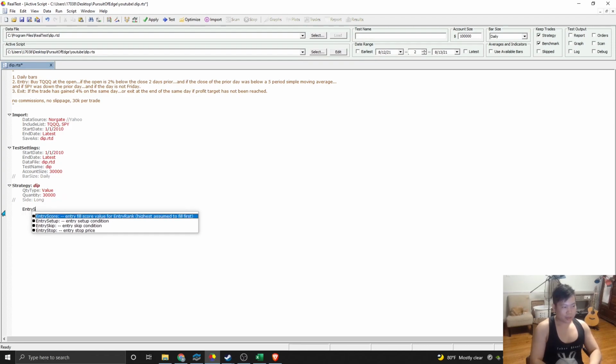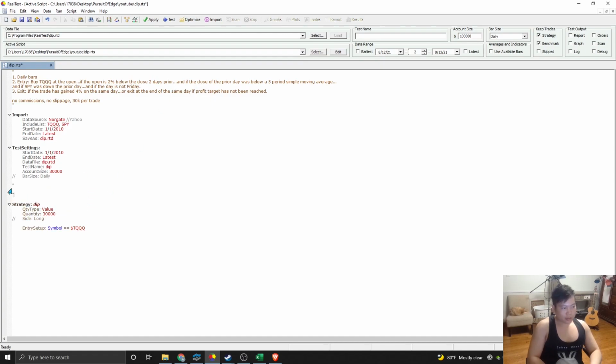All right, now let's do our entry setup. So we're going to buy TQs. Since we have two symbols in our list here, we have to say that we're going to be trading TQs if the open is 2% below the close 2 days prior.